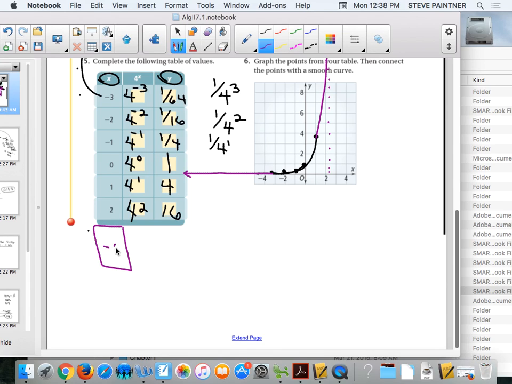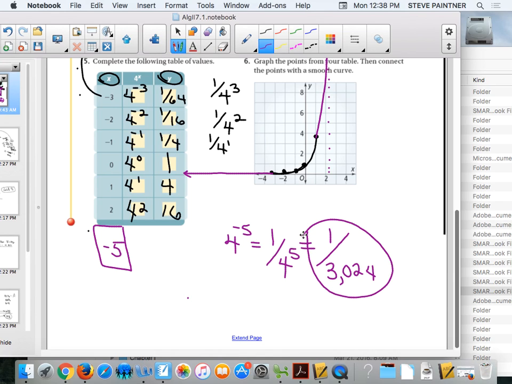What if I let x be negative 5? What's 4 to the negative 5? It's 1 over 4 to the 5, which is 1 over, help me. You have to punch it in. Is this number still bigger than 0? Yeah, that number is still bigger than 0 by just a hair. So guys, as you move further and further out, your number just gets closer and closer to 0, but never touches 0. Does that make sense?